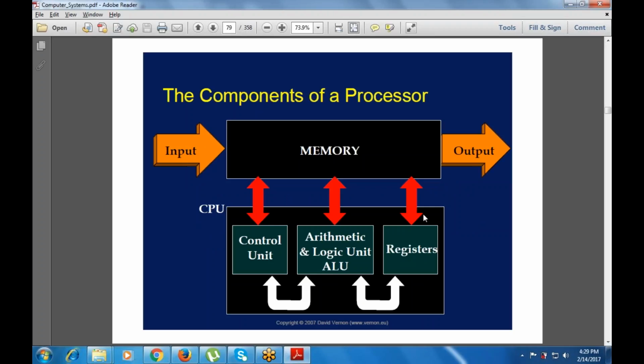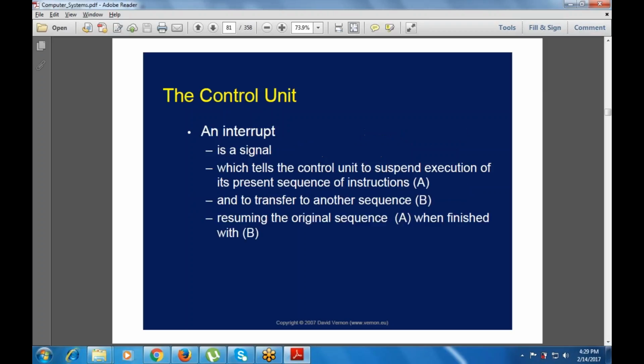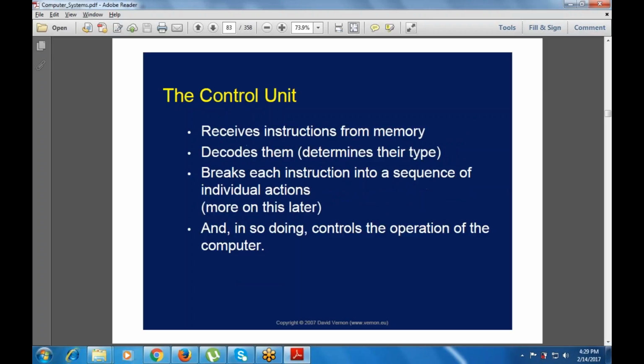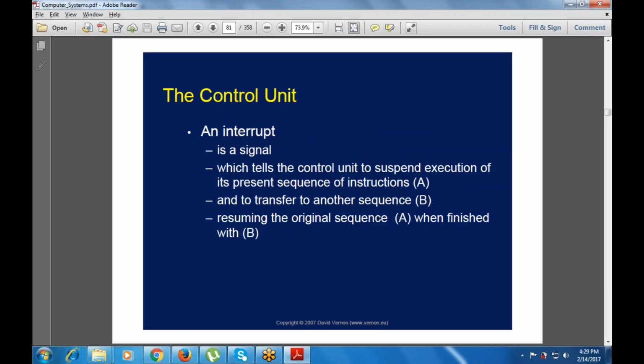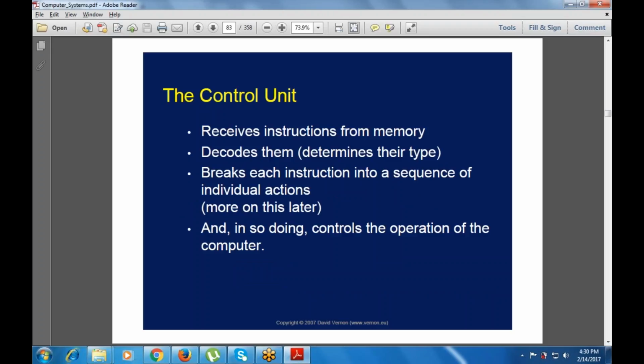Next are the input, memory, output, control unit, and arithmetic unit. The control unit supervises the operation of the processor and makes the connections. An interrupt is a signal that interrupts the current flow. For example, there are instructions A1, A2, A3, A4, A5, then instructions B1 till Bn. One is to execute the instruction, and one is to branch to a new set of operations. Branch is used to move to the new set, and execute is used to execute the instruction.